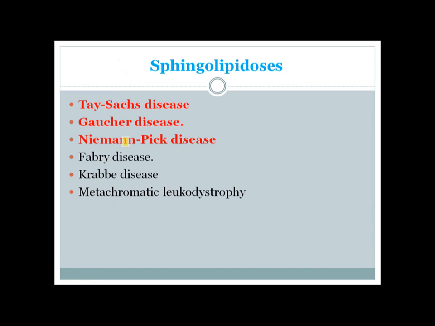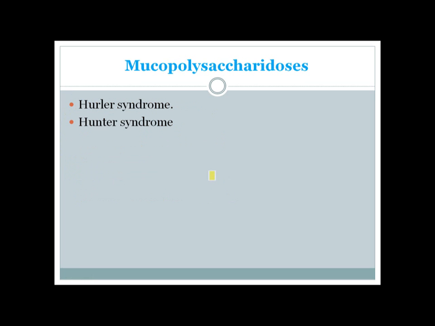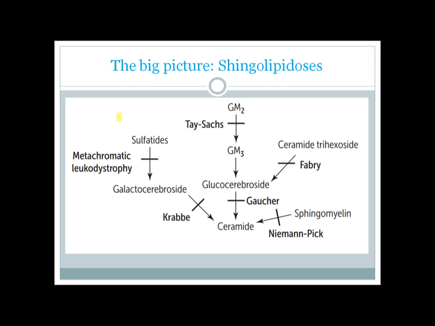Among the sphingolipidosis, there are 6 common diseases which are important. Among those 6, 3 are very important, which are Tay-Sachs disease, Gaucher disease, and Niemann-Pick disease. The less important diseases are Fabry disease, Krabbe disease, and metachromatic leukodystrophy. Among the mucopolysaccharidosis, you have 2 common diseases. One is Hurler syndrome and another one is Hunter syndrome.